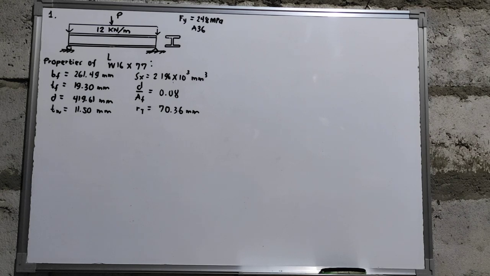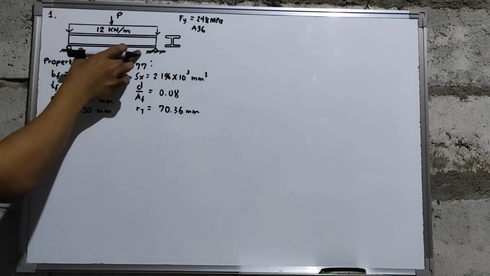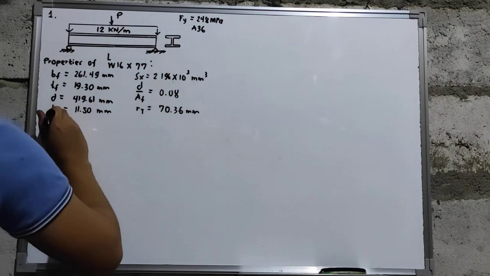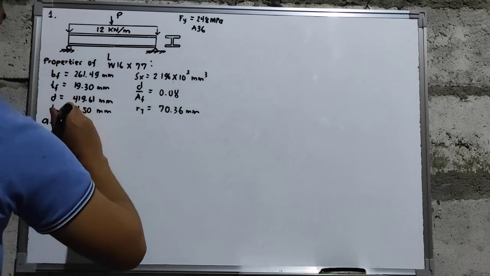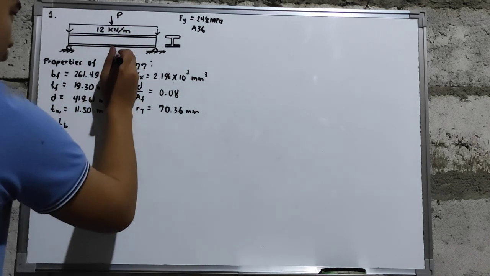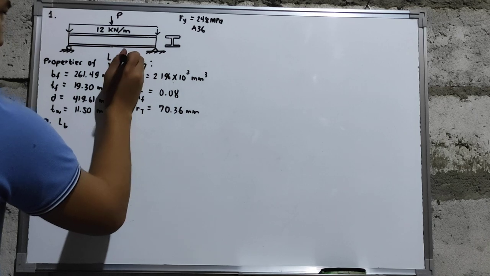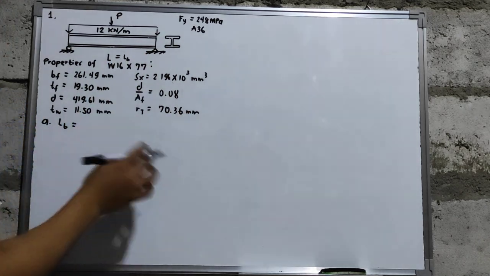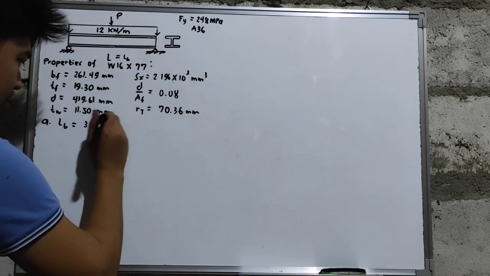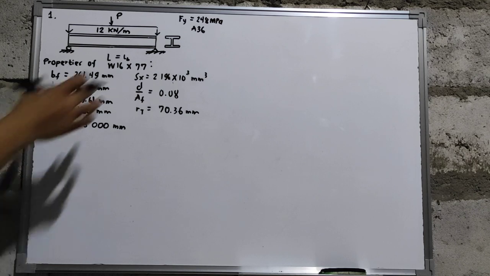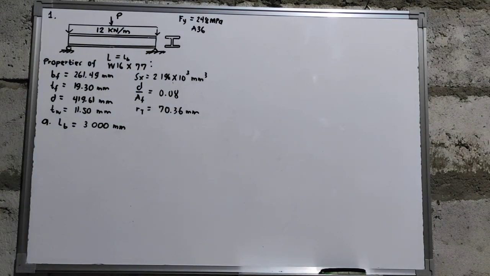So, we have the length of our beam. Let's say the unbraced length of our beam, which is equal to L, is equal to 3 meters, or in terms of millimeters, that is 3,000 mm. So, what if that is the unsupported length of our beam?